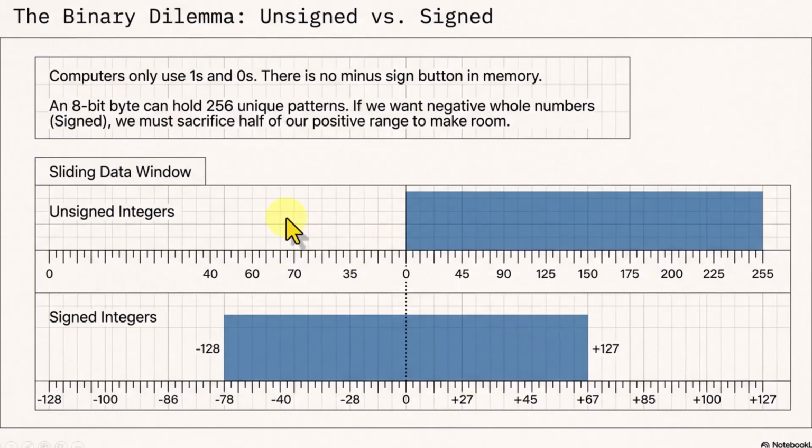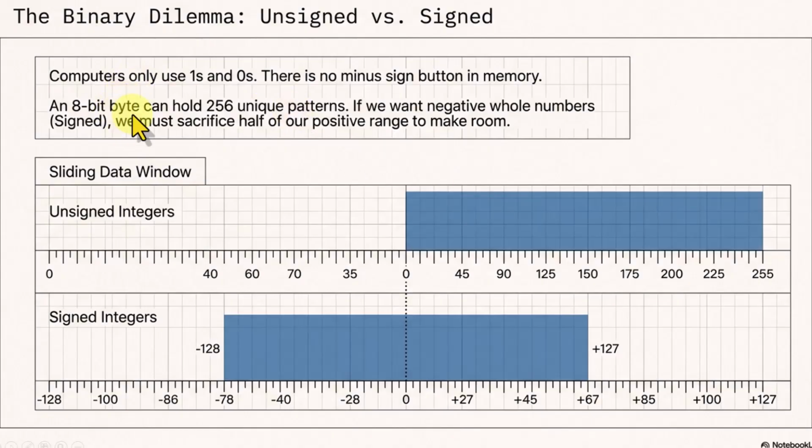Overall, a computer only uses ones and zeros, so there is no minus sign button in memory. There should be something inside the processor or RAM that, if you change it, makes the number negative. So only 0 and 1 exist, and we have to store positive or negative as 0 and 1 as well, and make the computer understand it that way.